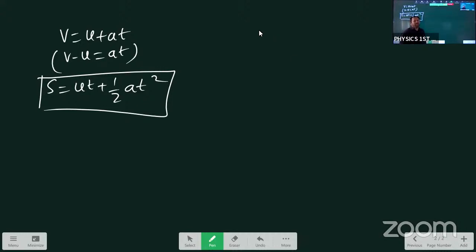In the annual examination, you can get one question from motion in a straight line, students. This is one important question. Physical world means a VSAQ is coming, units and measurement also a VSAQ will come. The first SAQ starts from motion in a straight line. This is a 3-star question: S equals UT plus half AT square.